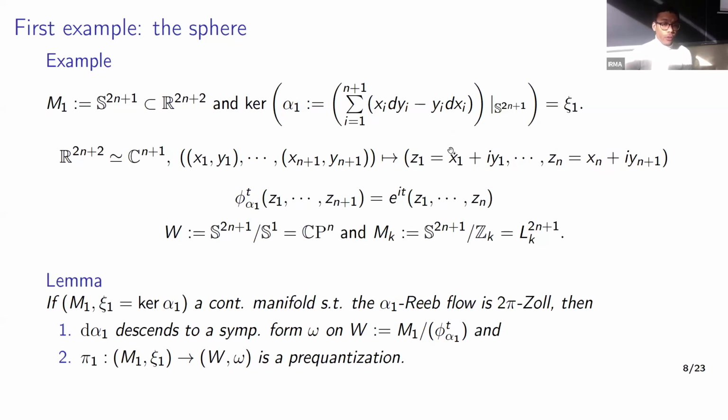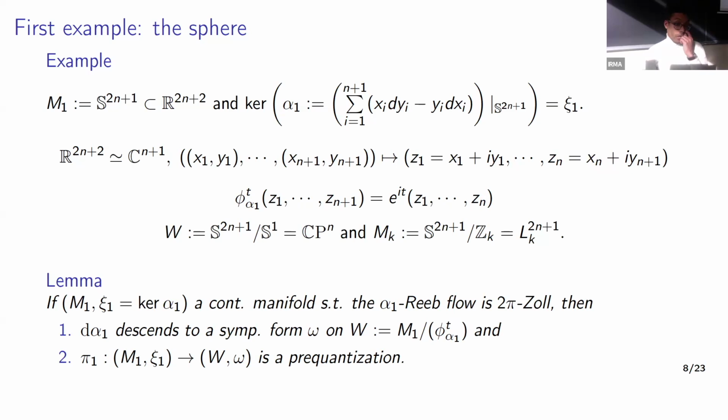And if you look at the Reeb flow of this radial one-form, it is just the multiplication by exponential of it. Okay, so in particular, the Reeb flow is 2 pi Zoll, so it's periodic of minimal period 2 pi, and so you get an S1 action on the sphere. And when you quotient the sphere by this S1 action, you get what is usually called the complex projective space, CPn. And then if you look at the k-th roots of unity, what you get is exactly what we usually call lens spaces. So when k is equal to 2, we usually call it the real projective space. And when k is greater than 2, it is lens spaces.